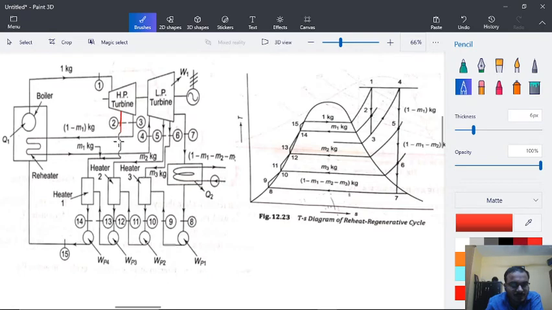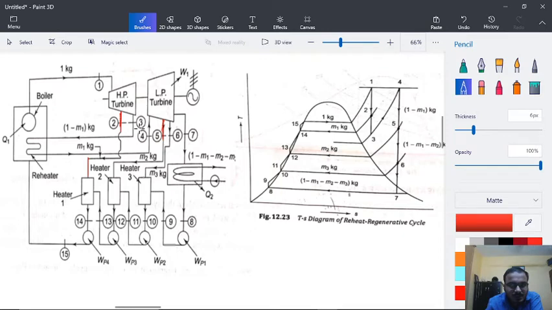M1 kg is extracted and taken into heater 1, that is over here, and then 1 minus M1 kg is taken into the reheater, and this 1 minus M1 kg is going into the LP turbine. Here 1 minus M1 kg is going into the LP turbine, where this portion, if you see, has an extraction of M2 kg, and it is taken into heater number 2, that is over here. M2 kg is taken over here.